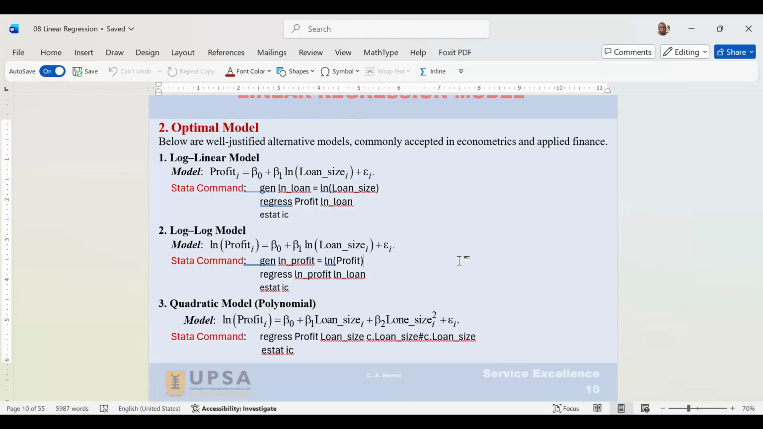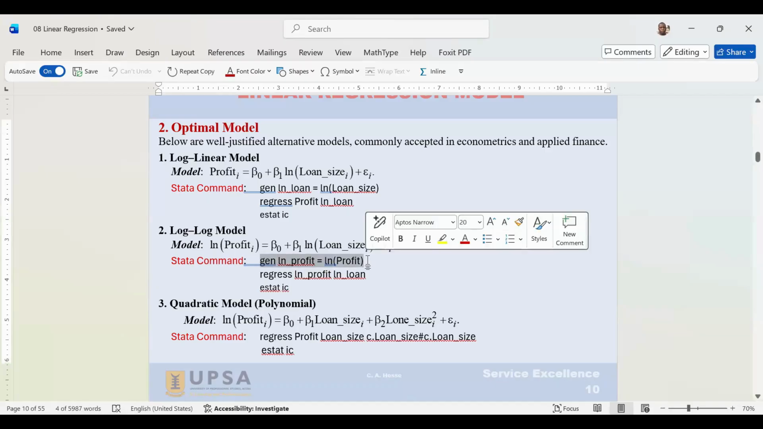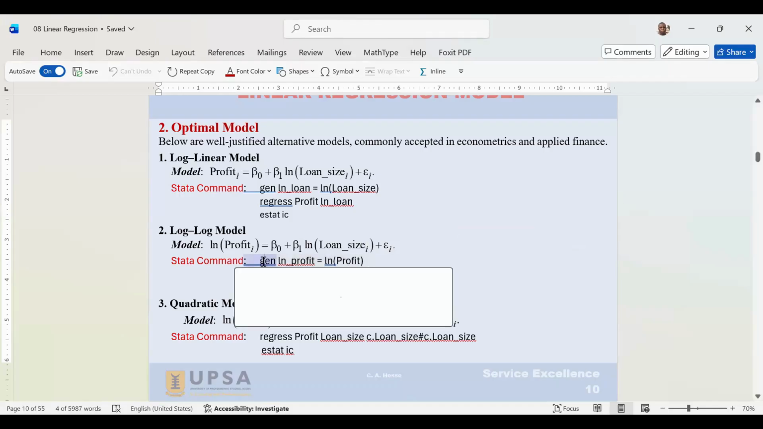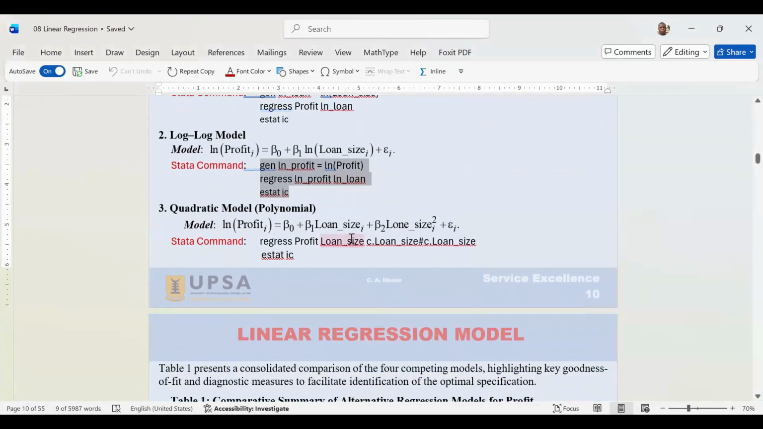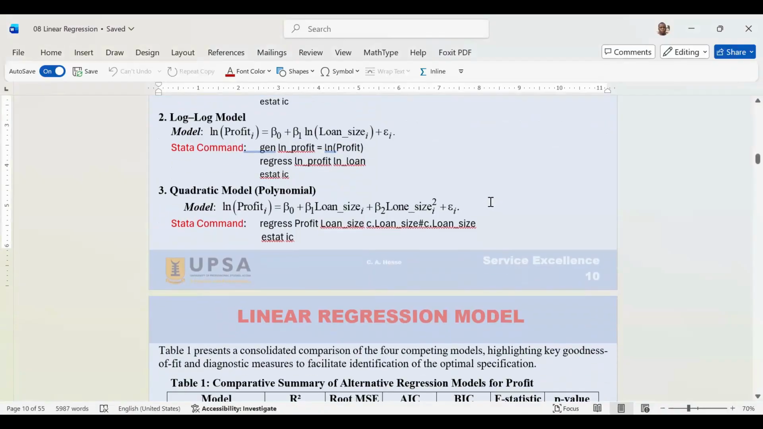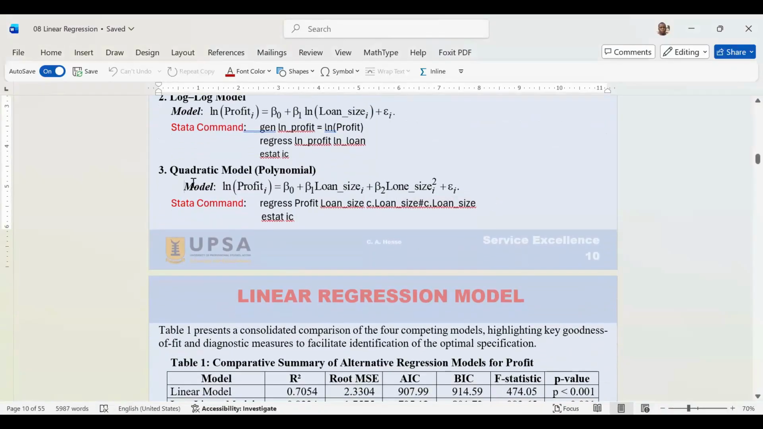Yes, Prof. Great. So this time, I want to also find the natural logarithm of the profit and run the natural logarithm of the profit against the natural logarithm of the loan size. Okay? So you copy this, you paste. Then thirdly, we do a quadratic transformation.